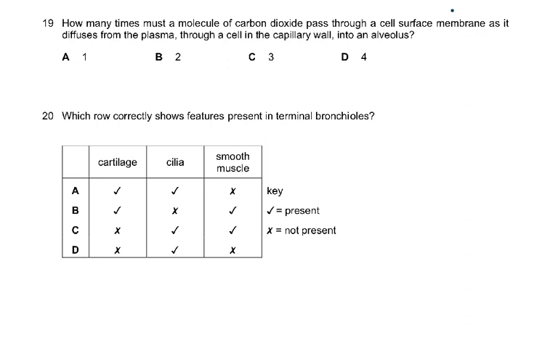19. How many times must a molecule of carbon dioxide pass through a cell membrane as it diffuses from the plasma through a cell in the capillary wall into the alveolus? So this is the capillary. This is the capillary wall. So it is made up of one cell. And then we have the alveolar wall, which is again made up of one cell.